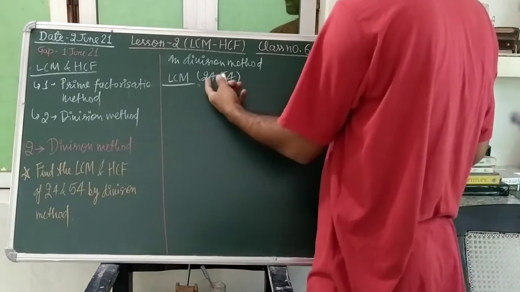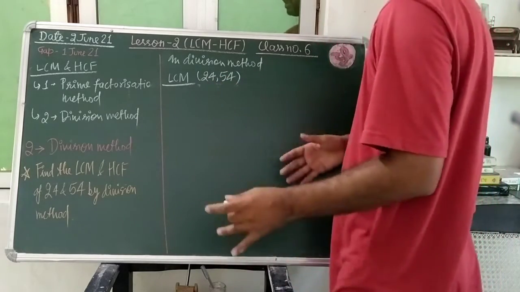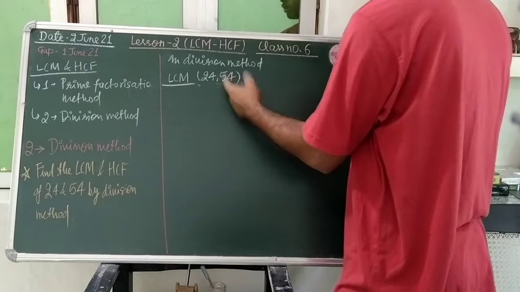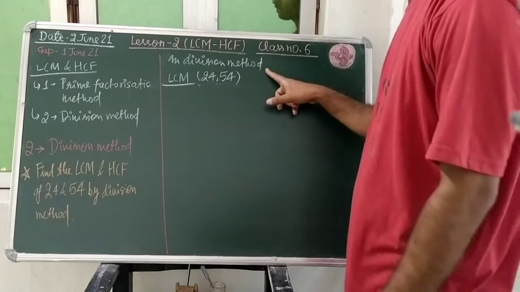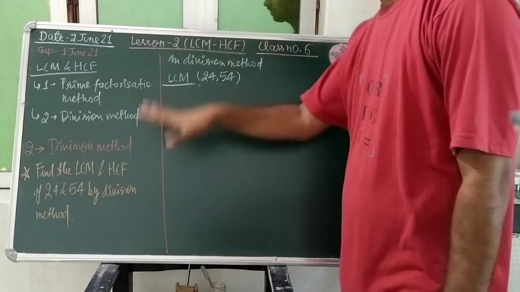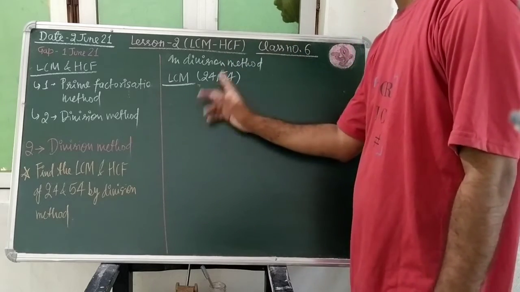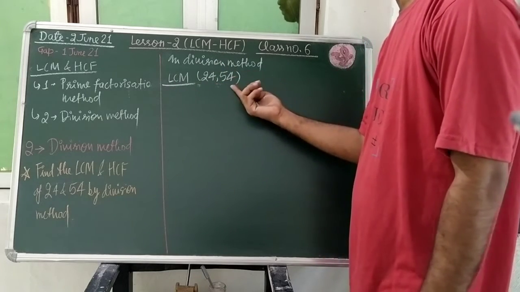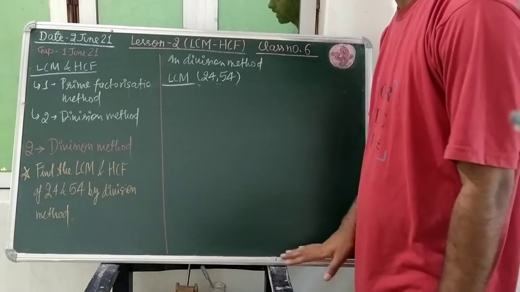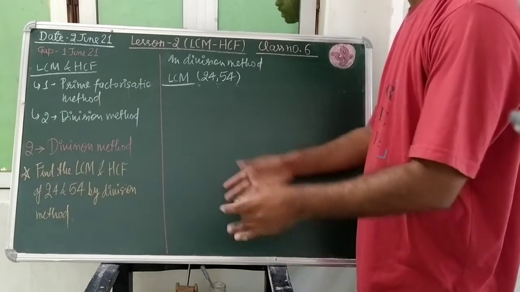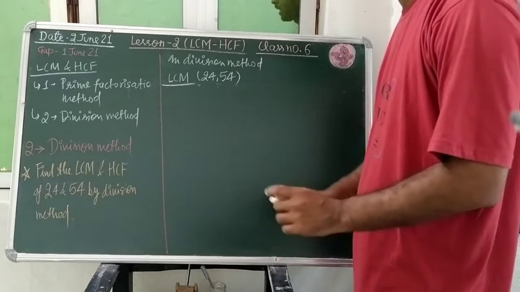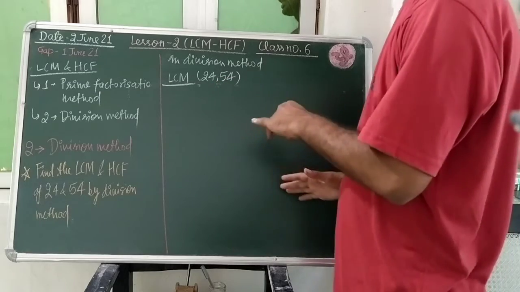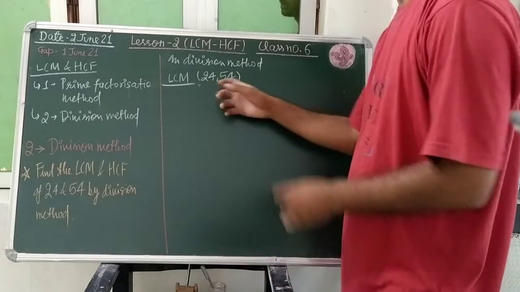So there are how many numbers? Two numbers. You can have 3 numbers, 4 numbers, 5 numbers, but here you are looking at 2 numbers. In the case of the prime factorization method, look students, separately we will find the prime factors of 24, and separately of 54. I have talked about the factors, how we find the factors of a composite number and a prime number, that we have seen. So there we were finding the prime factors of the numbers individually.